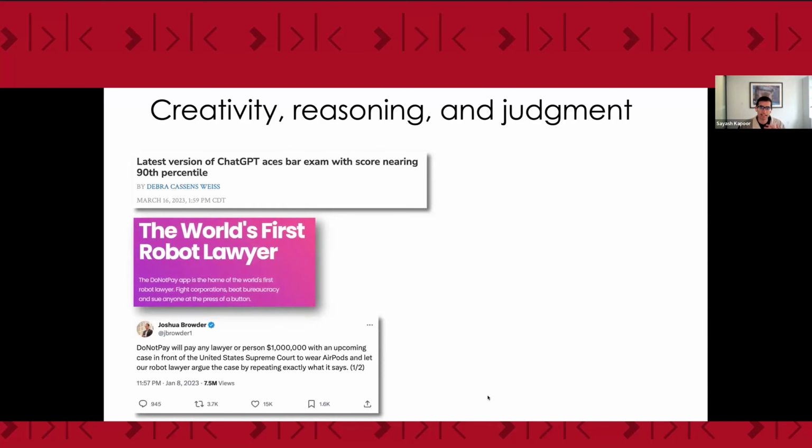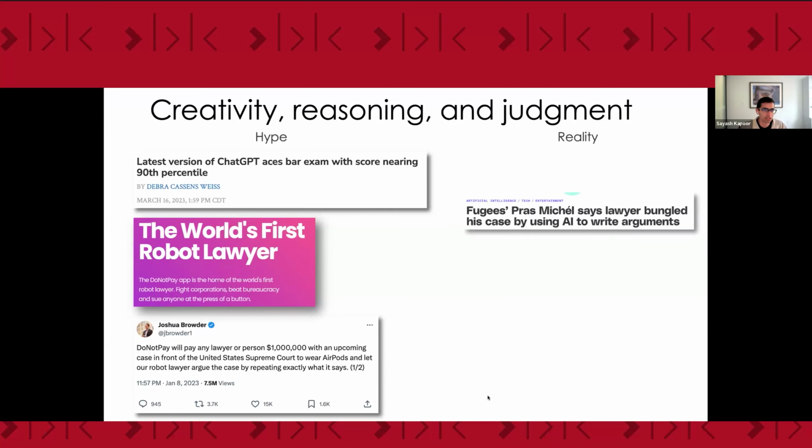Another example is Do Not Pay, which claims to have built the world's first robot lawyer. In fact, the CEO of the company, Joshua Browder, claimed that the company would pay any lawyer who uses their service in the Supreme Court $1 million for doing so. But unfortunately, the reality does not match up to most of this hype.